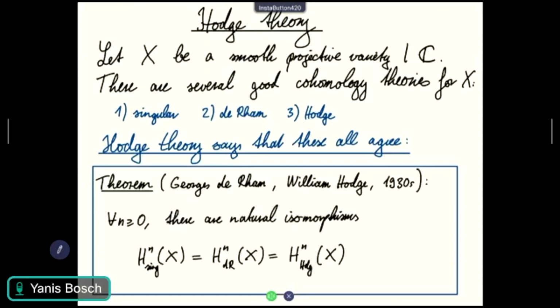This is a theorem from the 30s due to Georges de Rham and William Hodge, which says that, okay, I'm really mixing two separate theorems here. There are natural isomorphisms between singular cohomology and de Rham cohomology, and then maybe I should say between singular cohomology and Hodge cohomology. And if you think about it, this is really surprising, right? We used very different information about the variety, but we can still, at least on the face of it, extract the same amount of data.